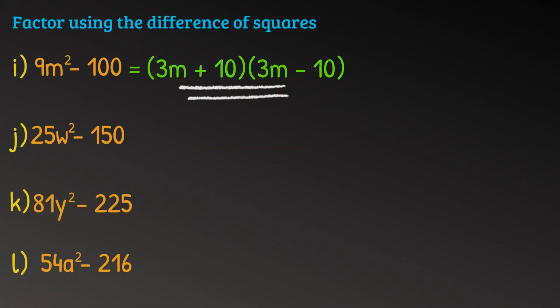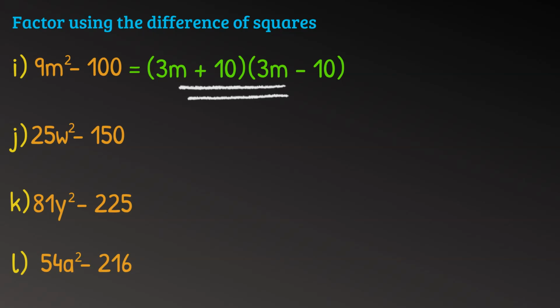But what happens if we have 25w squared minus 150? Well, you can see 25 is a perfect square, but 150 isn't. So what do we do next? Well, we have to look for a common factor that when taken out leaves us with two perfect squares.